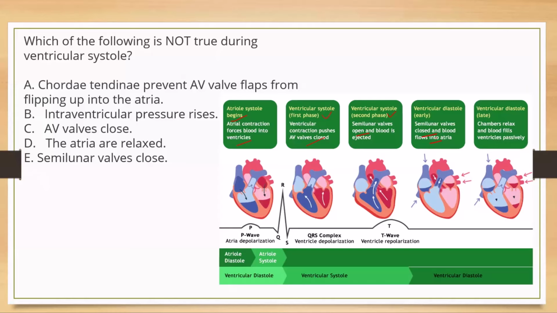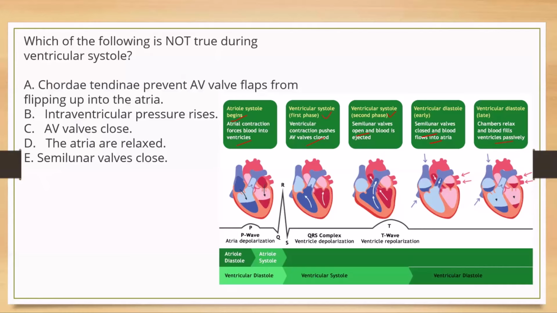They also have late ventricular diastole, where chambers relax and blood fills the ventricles passively. Basically, that's the same thing we're talking about. The heart will relax so that more blood will come into the ventricles. As simple as ABC.